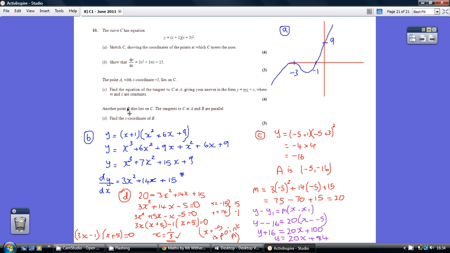Now for part D, we've got to work out the point B, which is parallel to point A. It's parallel, so it's got the same gradient. It's got the gradient of being 20. So on what two occasions is the gradient 20? We have 20 equaling the differential. And when we go and factorize that and solve it, we get two values. We get x being -5, which is obviously point A, but secondly we get x being a third, which is the x coordinate of B.